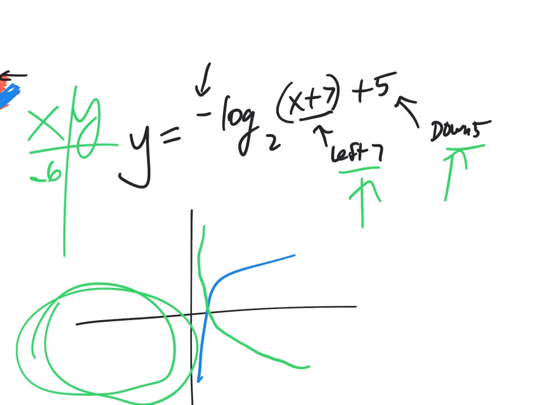-6. And that one's going to work out pretty nice for you. -6 goes in and I get log base 2 of 1. And then if you've got a 1 in the argument spot, that's equal to 0.